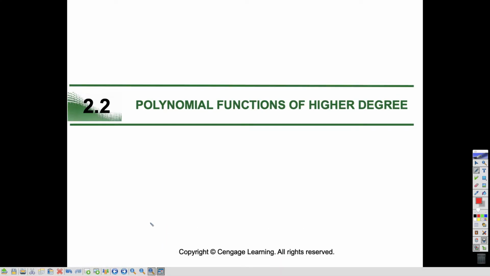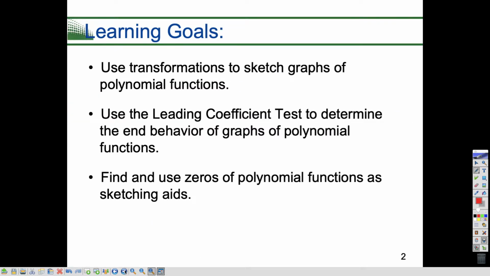Okay, so 2.2, polynomial functions of higher degree. We are going to talk about behaviors of things. We are not necessarily going to talk about exacts. So don't worry, things are not very hard here.